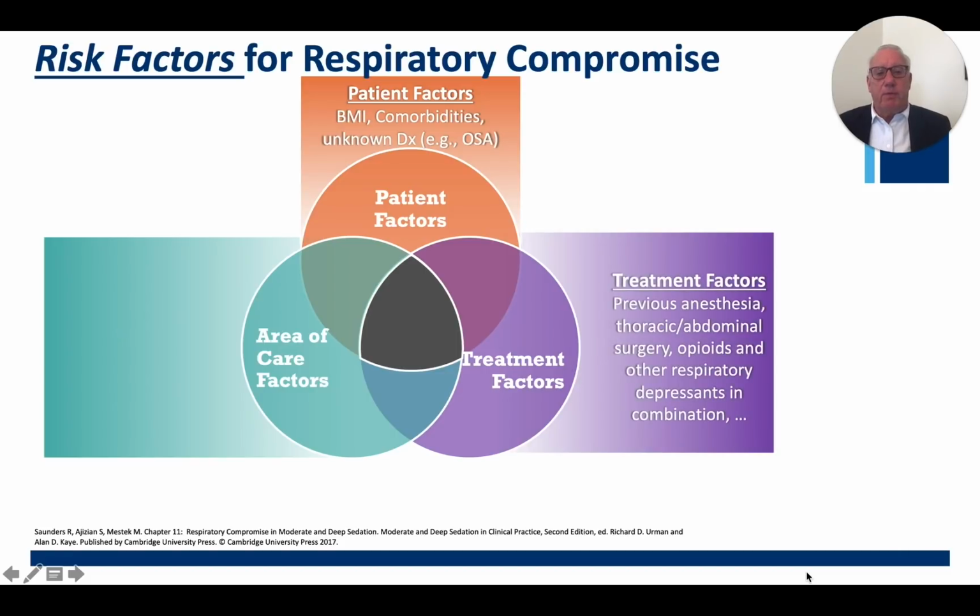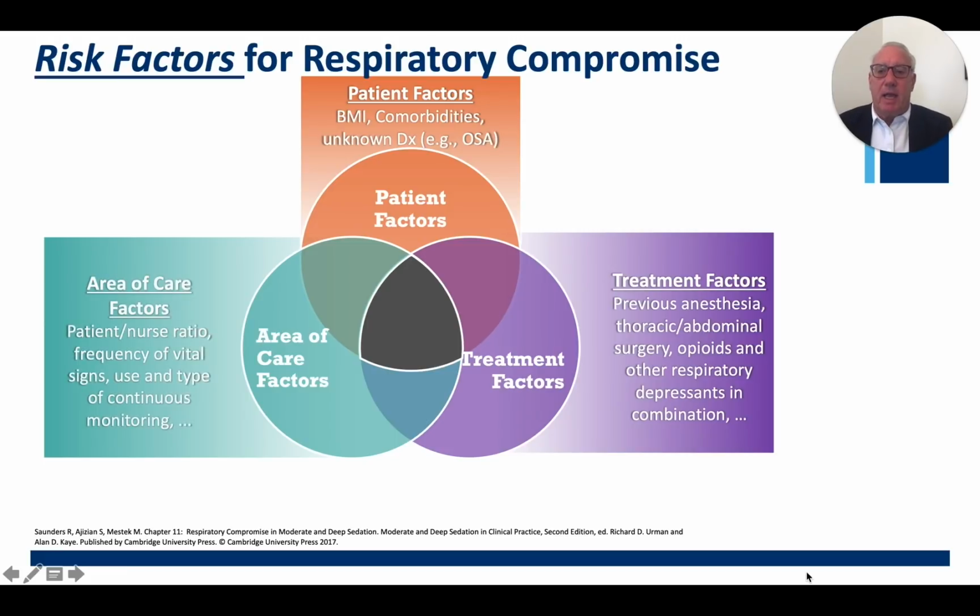When we look at treatment factors, previous anesthesia, thoracic or abdominal surgery, which impairs respiratory and ventilatory muscles, opioids and other respiratory depressants often used in combination in conjunction with the administration of the anesthesia, sedation, or analgesia.